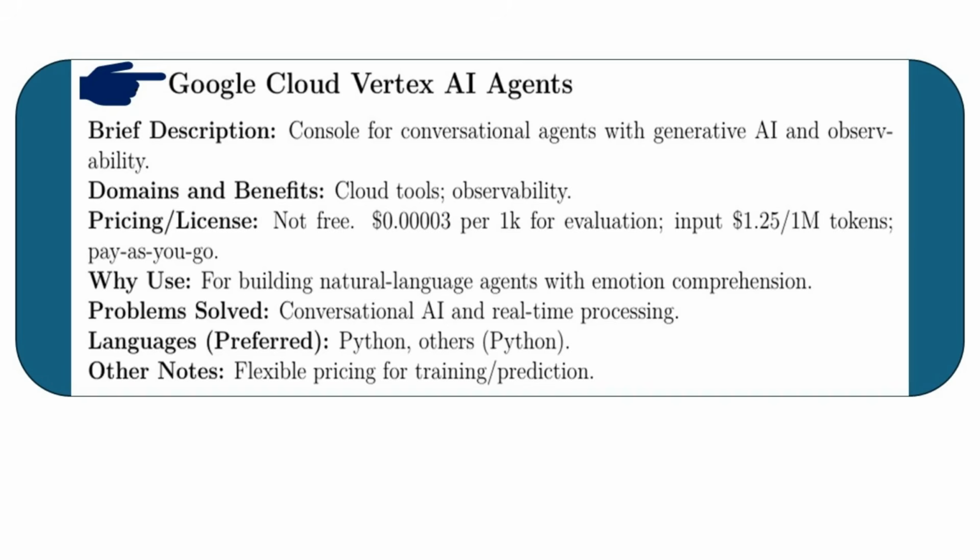Google Cloud Vertex AI agents, console for conversational agents with generative AI and observability. Cloud tools, the domain area, benefited with observability. Not free, $0.00003 per 1K. For evaluation, input $1.25 per 1M tokens, 1 million tokens. Pay as you go. This is for building natural language agents with emotion comprehension. The problem solved area is conversational AI and real-time processing. Python is the preferred language. It is flexible pricing for training and prediction.